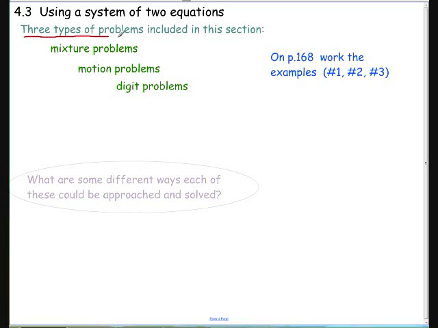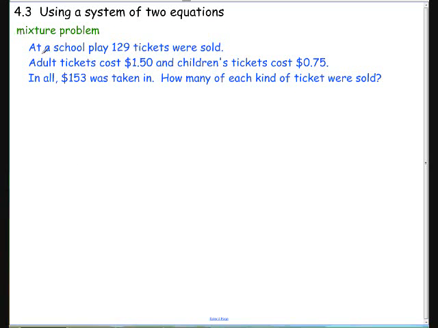There's 3 types of problems that your textbook covers: mixture, motion, and digit problems. If you want to stop now and use your textbook, you could work examples 1, 2, and 3. What you might want to do is follow along with this instruction. If it makes sense to you, good. If it hasn't quite gelled, go back to your text and work out those examples. We're going to go through a mixture problem first.